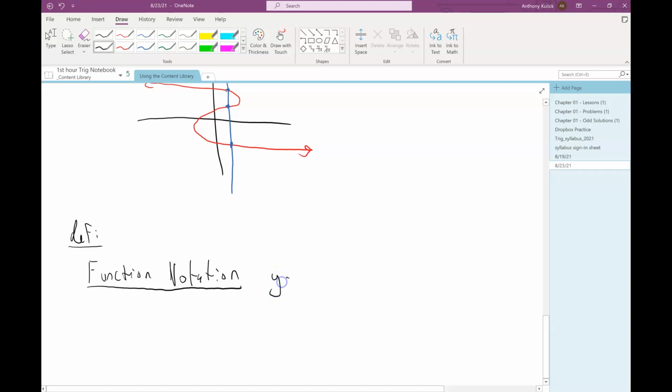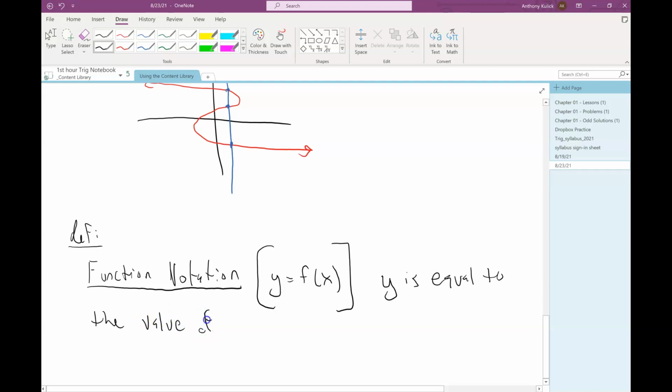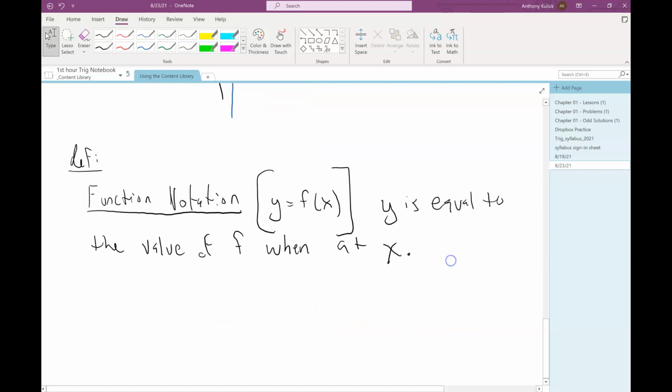Function notation, the way we write it is that y equals f of x is the way we write a function notation. So the way we interpret this is that we say that y is equal to the value of f at x. It's probably the clearest way to do that.